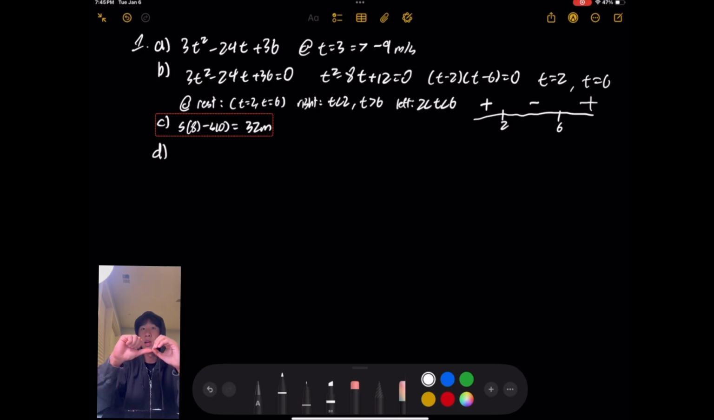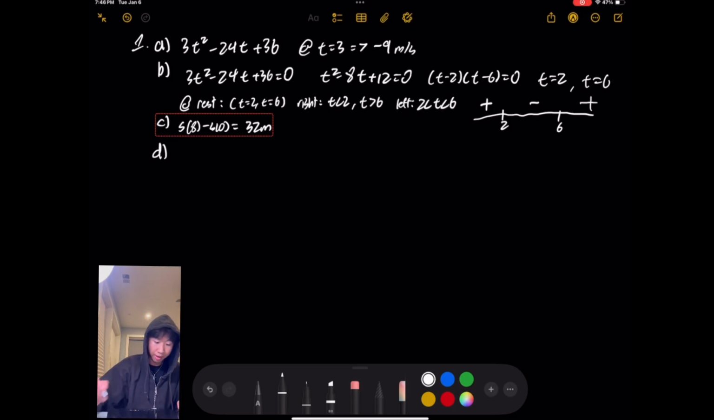But for the distance, you have to include every time it changes direction. So it goes 2 and then 2. So the total distance is 4, even though the displacement is 0, okay? So when does it change direction? Well, we just figured that out in part B, and that's at 2 and 6, because at 2 it goes from right to left, and at 6 it goes from left to right, okay?